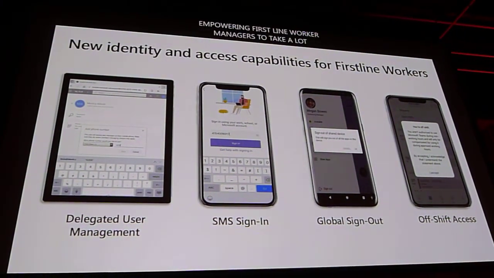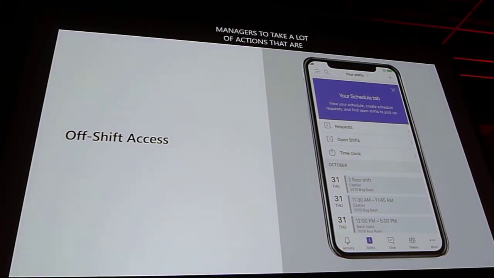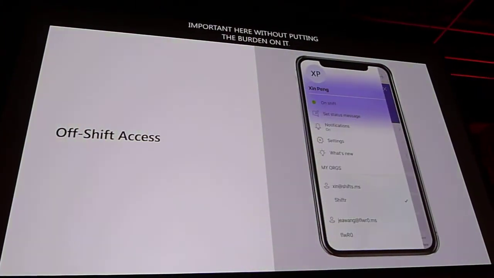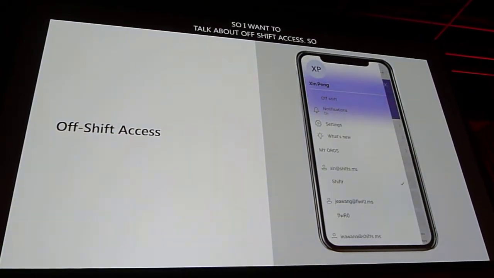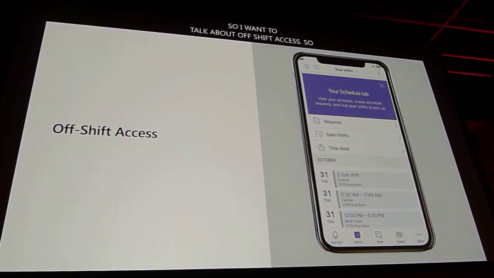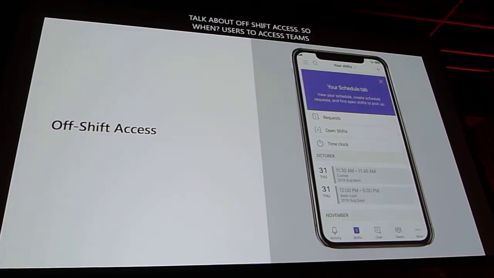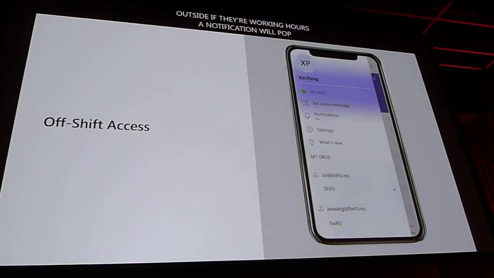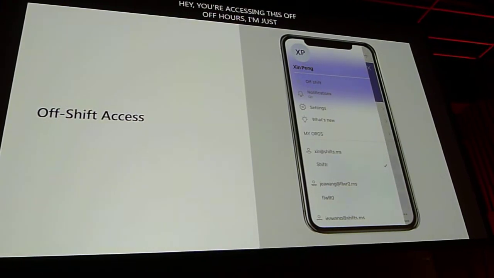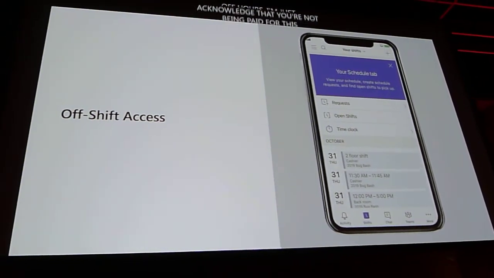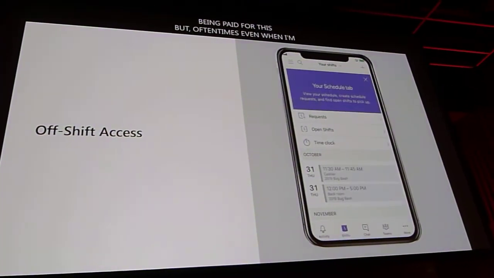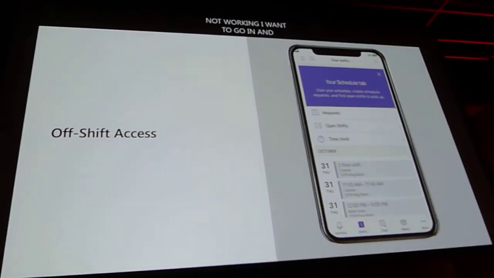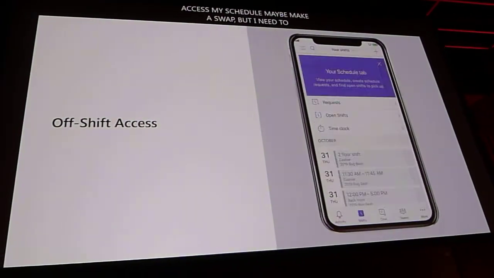So first I want to talk about off-shift access. When users want to access Teams outside of their working hours, a notification will pop up that is showing them, hey, you're accessing this off hours. I've just acknowledged that you're not being paid for this. But oftentimes, even when I'm not working, I want to go in and access my schedule, maybe make a swap, but I need to acknowledge that this is not on the clock time, and off-shift access allows us to do that.